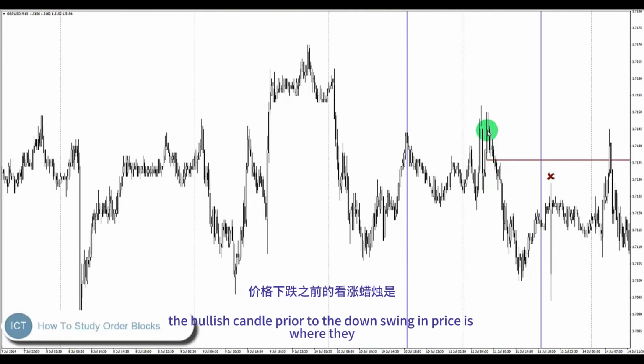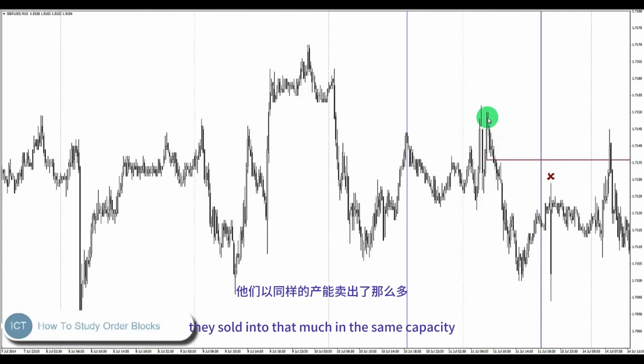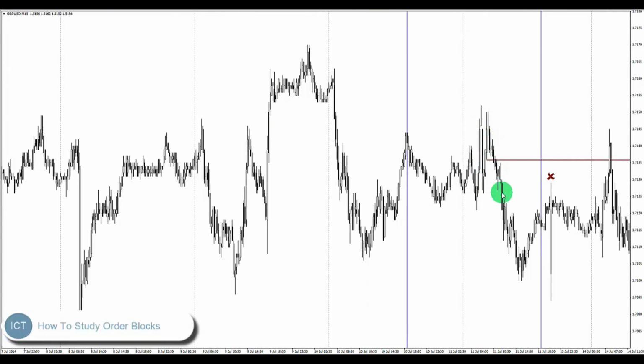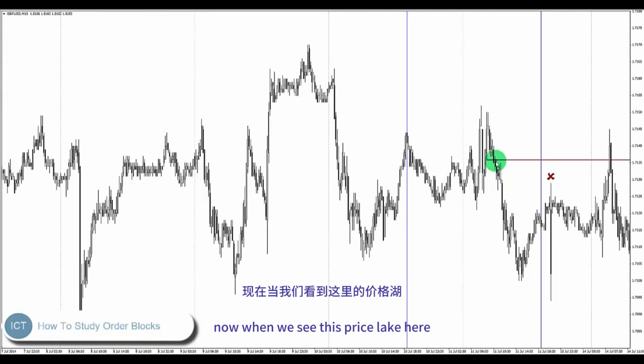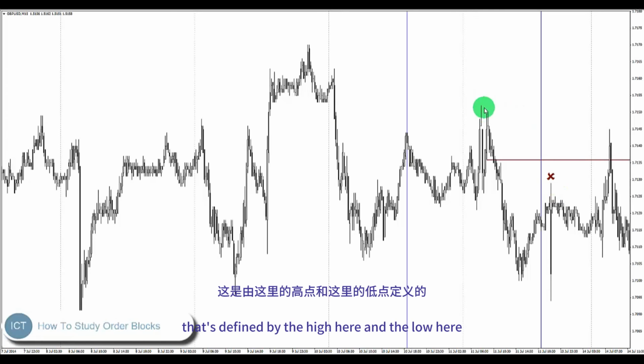The bullish candle prior to the downswing in price is where they sold into that rally here. They sold into that, much in the same capacity they sold into this bullish candle. All this action up here is what they sold into, running out an old high here. See that? Now, when we see this price leg here, that's the price action that we anticipate. Then you're going to see an impulse leg moving into the range that's defined by the high here and the low here.